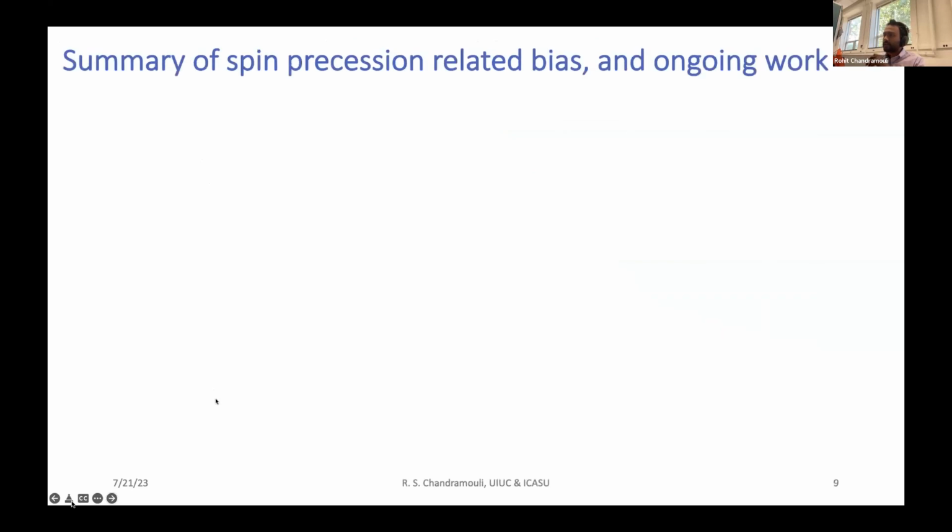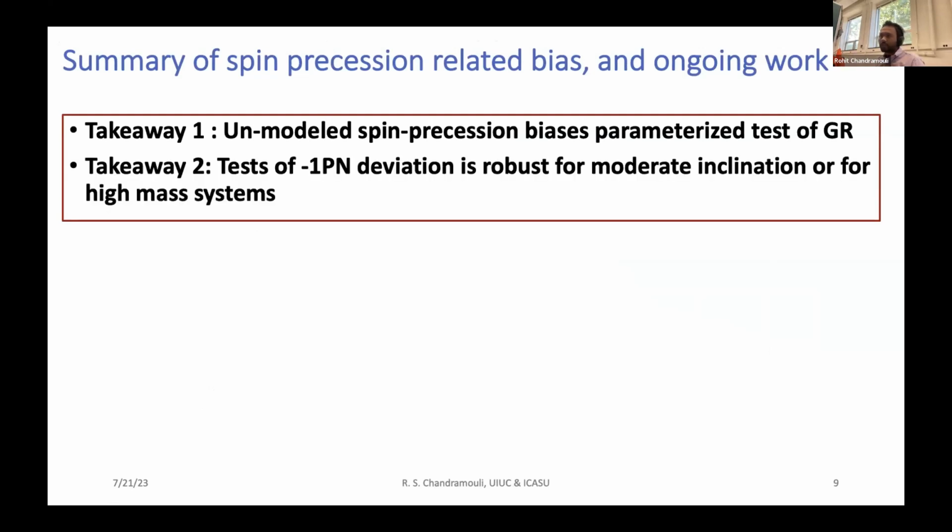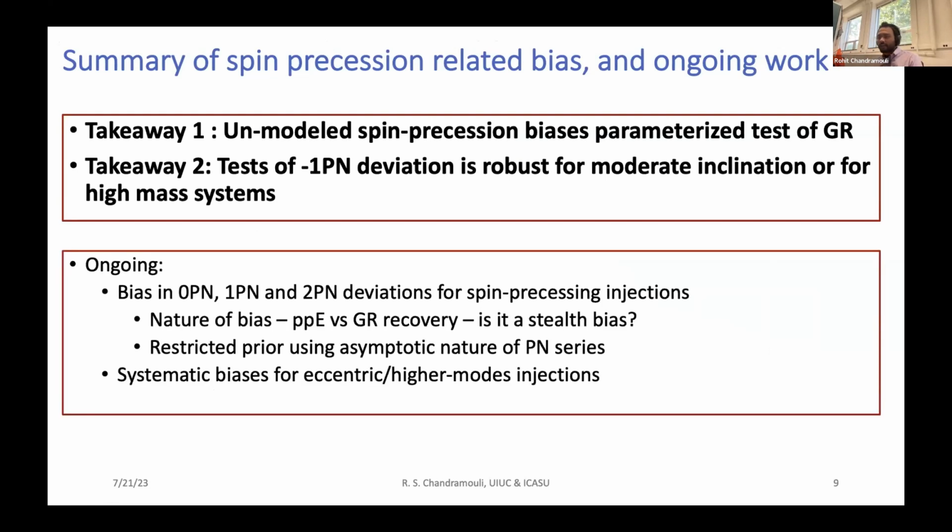And with that, I will bring you to my summary. So the main takeaway of this talk is that unmodeled spin precession can bias your parameterized test of GR. And the test of -1 PN deviation is robust for moderate inclinations and for higher mass systems. Currently, we are working on looking at the bias in the 0 PN, 1 PN, and 2 PN deviations for spin precessing injections. And like I said, we are looking at the nature of the bias, characterizing whether the bias is a stealth bias or not.